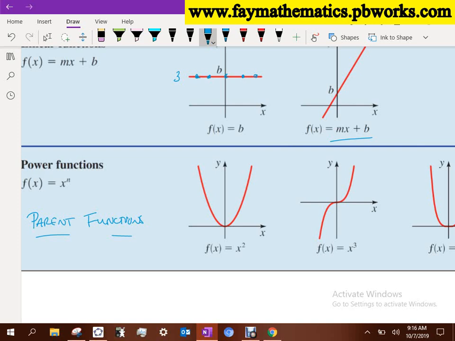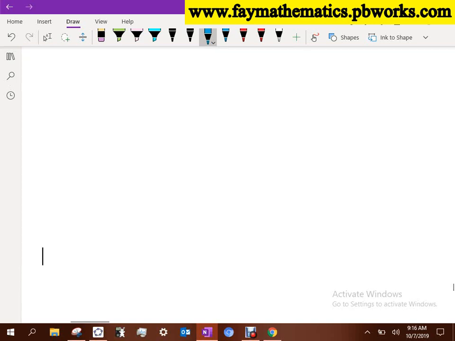So when we look at the power functions, what I want you guys to do is commit to memory a series of points for all of these.